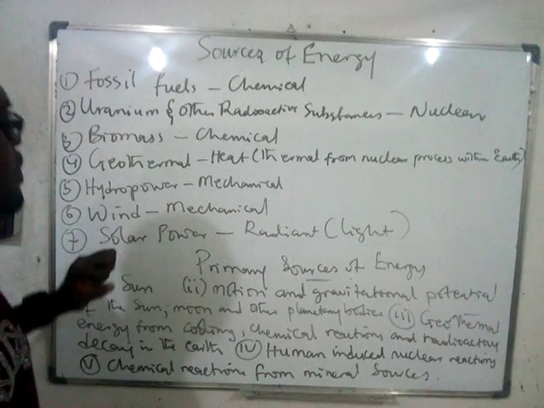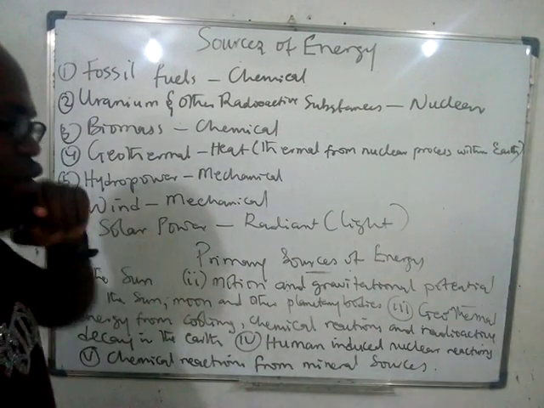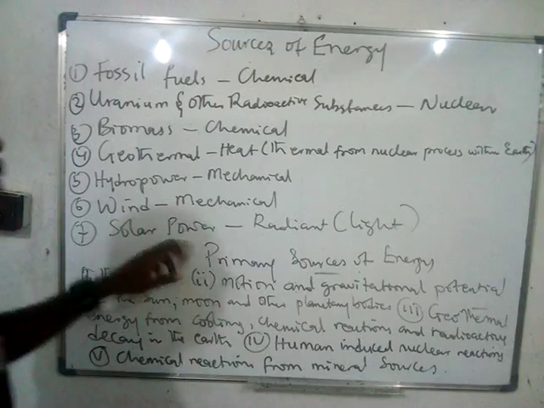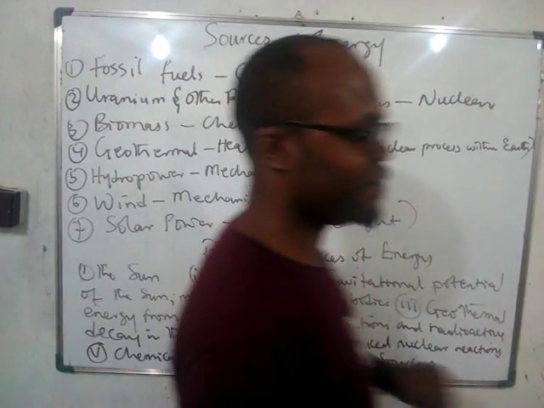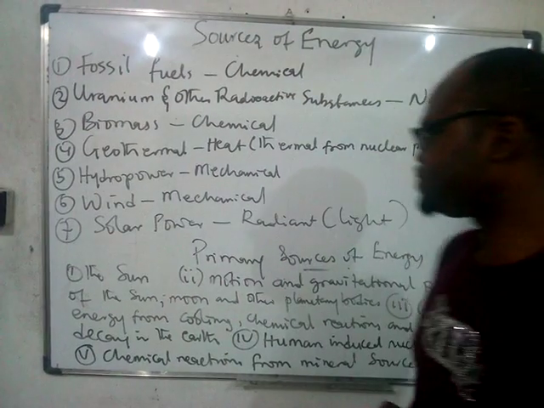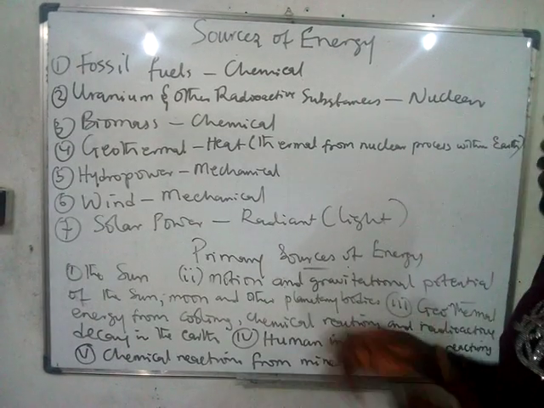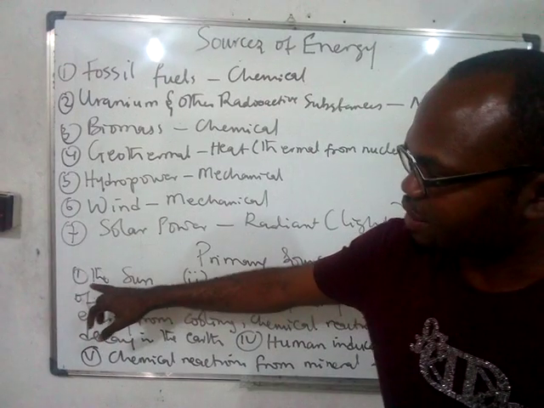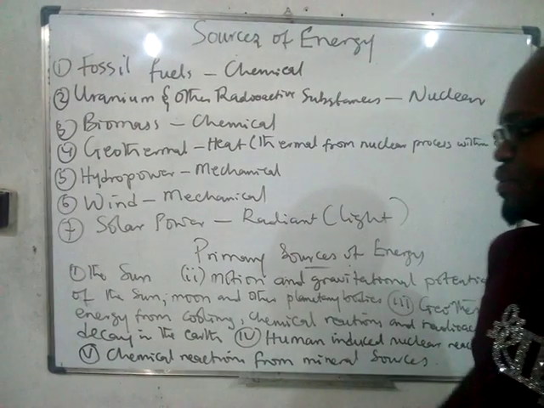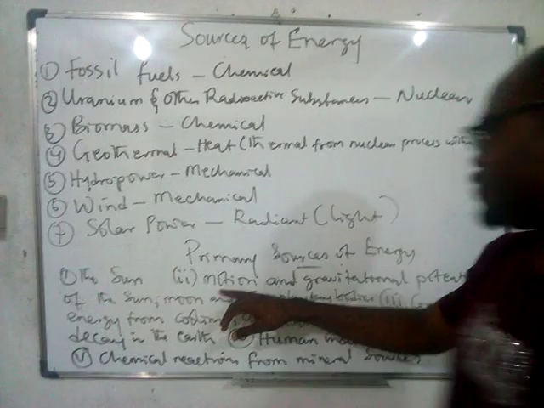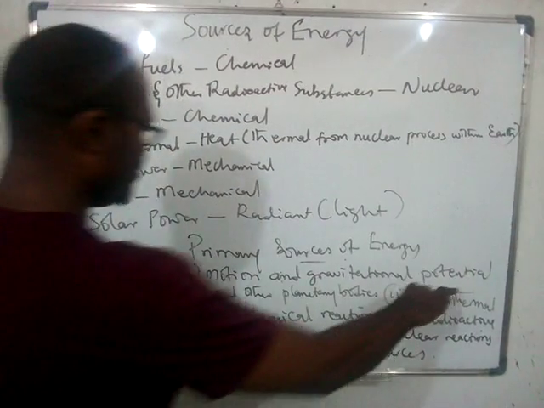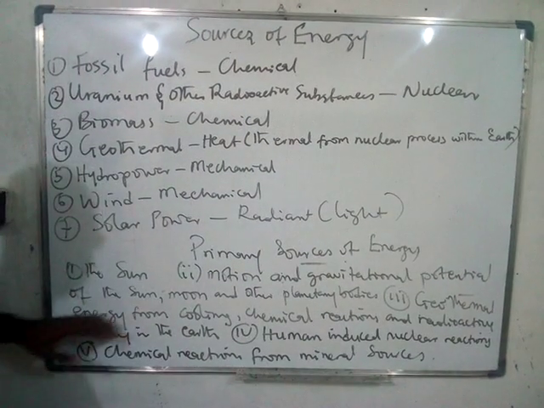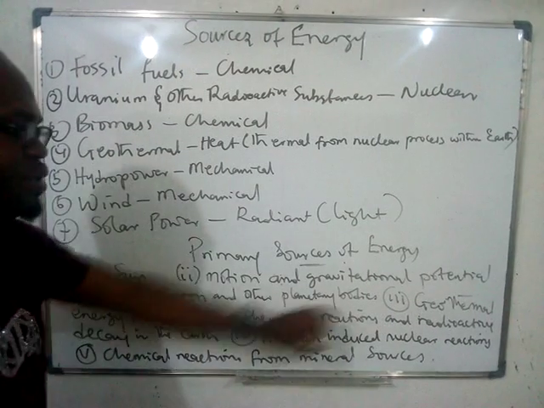We have wind, which also supplies mechanical energy. And we have solar power, which is actually from the radiant energy of the sun. But primarily, you can also classify the sources of energy as the one coming from the sun, the one coming from the motion and gravitational potential of the sun, moon, and other planetary bodies.